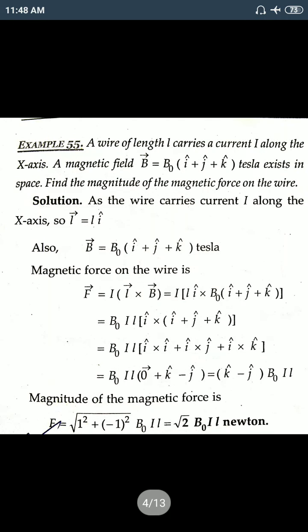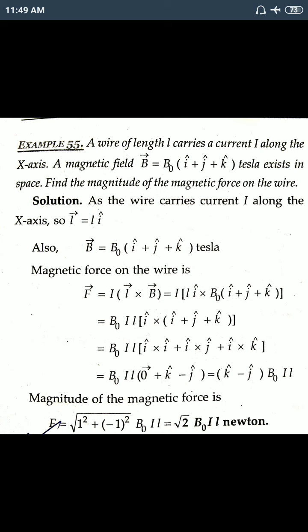Here I will also add one numerical so you can understand. In this expression, F equals B into I into L, the SI units are: force in Newton, current I in ampere, length L of the conductor in meter, and magnetic field B in Tesla. You have to keep this in your mind.